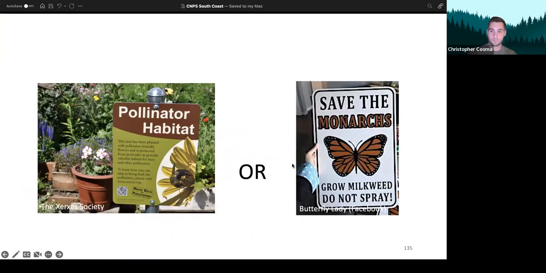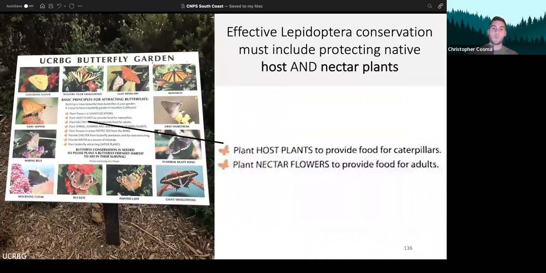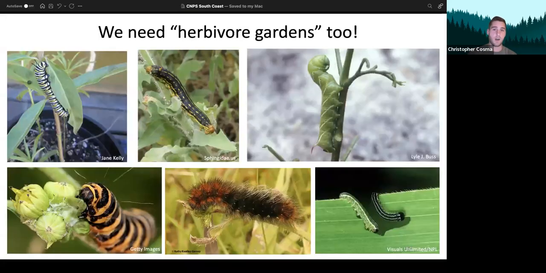So what this is telling us here is that although a lot of the effort is usually on focusing on our nectar plants or just on our host plants, like for the monarch, what we really need for effective Lepidoptera conservation is prioritizing both native host and nectar plants. And this is a sign from the UCR Botanic Garden, which emphasizes this really key point in planting those communities of host plants and nectar plants.